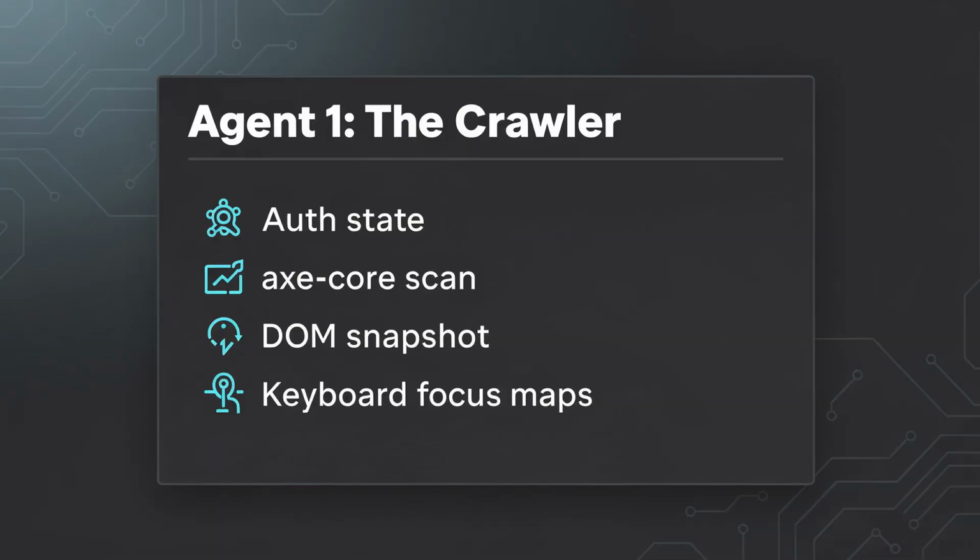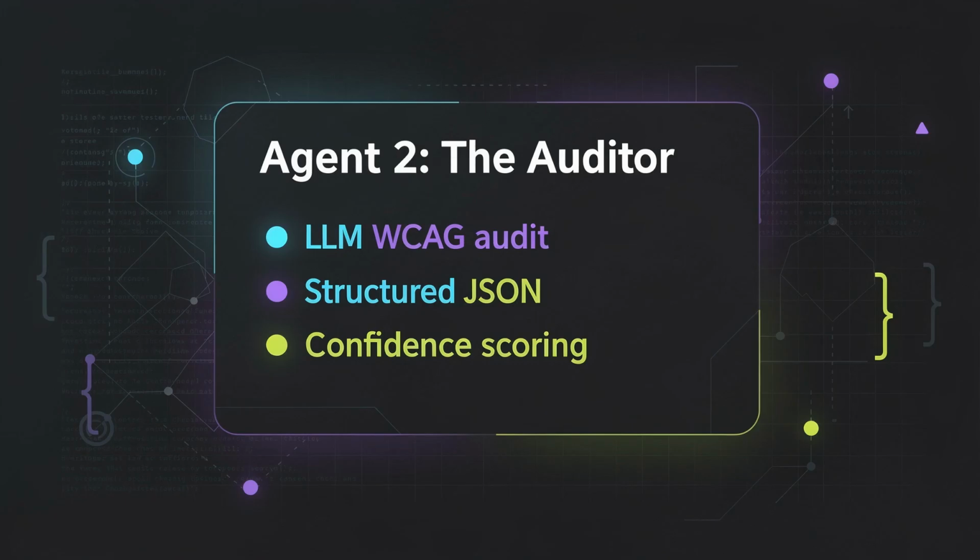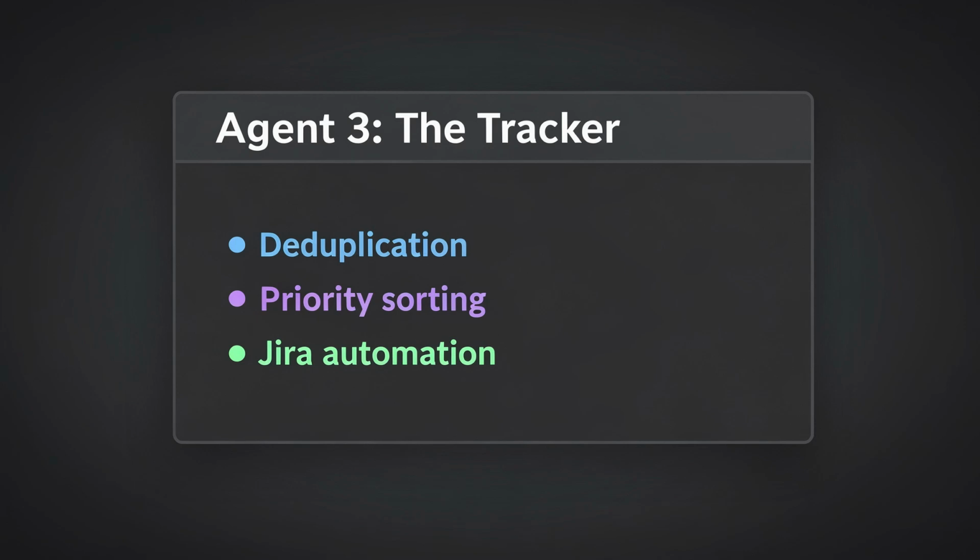Agent 1, the crawler. It handles route crawls, DOM snapshots, and keyboard focus maps. Agent 2, the auditor. LLM contextual audit, structured JSON violations, and confidence scoring. Agent 3, the tracker. Deduplication by component, priority sorting, and Jira ticket creation. The division of labor is deliberate. It makes the pipeline debuggable and highly scalable.